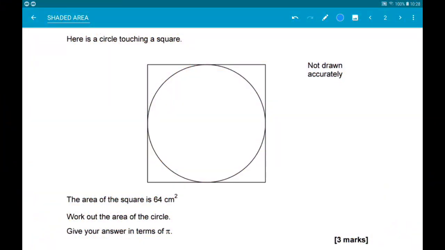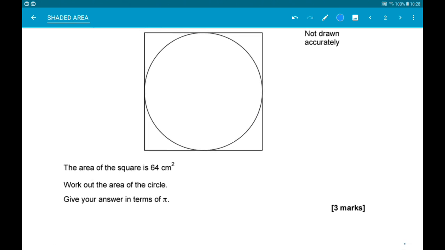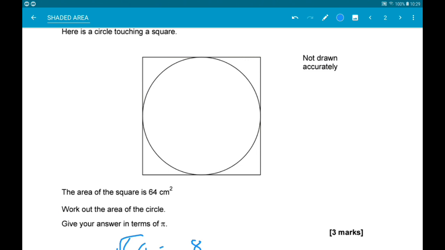First up, here is a circle touching a square. The area of the square is 64 centimeters squared. Work out the area of the circle. Give your answer in terms of pi. Okay, so the first thing we can do here is work out the side length of the square. That's going to be the square root of 64, which is 8. So, the side length of the square is 8 centimeters.